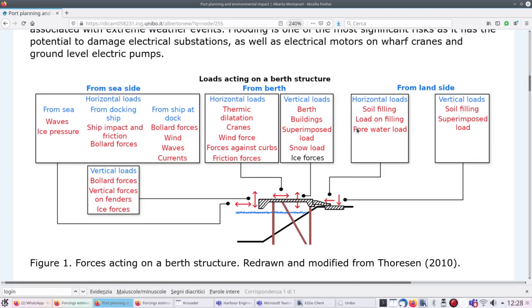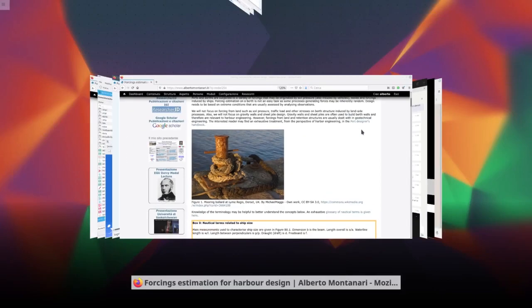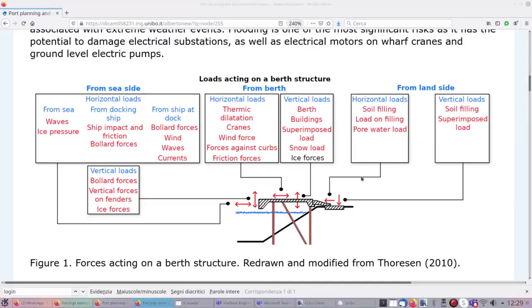Now, from the berth, this is something that we don't discuss. The horizontal loads are given by thermic dilatation. I think you got some information on thermic dilatation forces in structural engineering. And then there are the cranes. I hope you... What are cranes? Let me show you. Cranes are here.